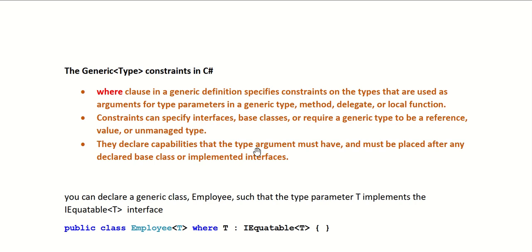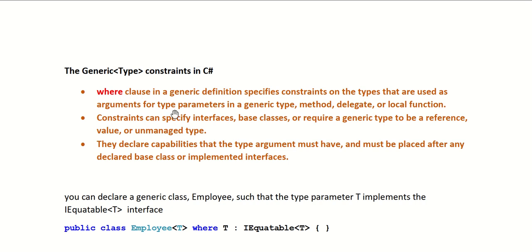Hi everyone. In today's session, I'm going to cover the topic of generic type constraints in C#. Basically, putting some constraints over the generic types which we are going to use in our generic definitions. So let's go through that.